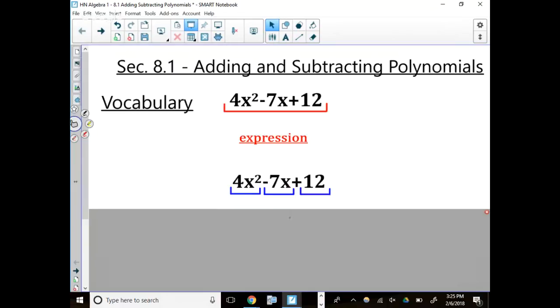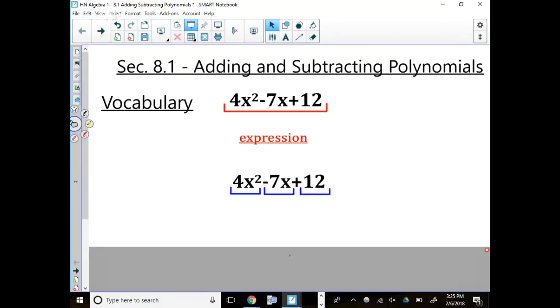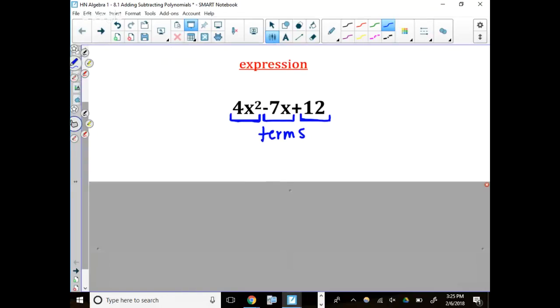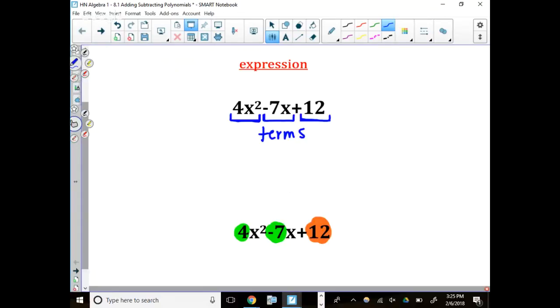All right. Next, what we have is we're going to separate these. So if we separate these, as you can see already marked here, in between the adding and subtracting, we call these terms. Okay. So that's going to be important to know the definition of terms. And in this case, if we counted, we would in fact have 3 terms.